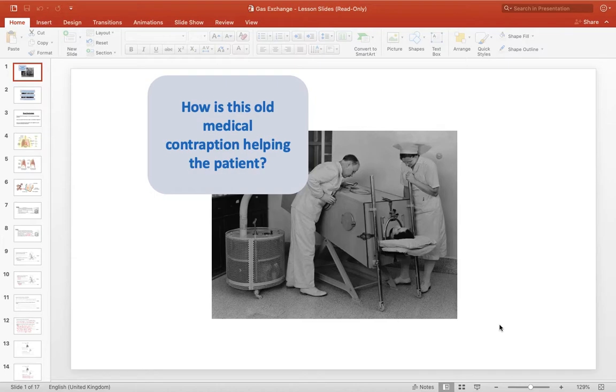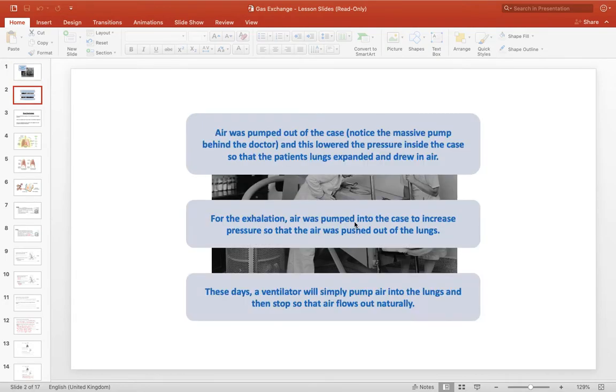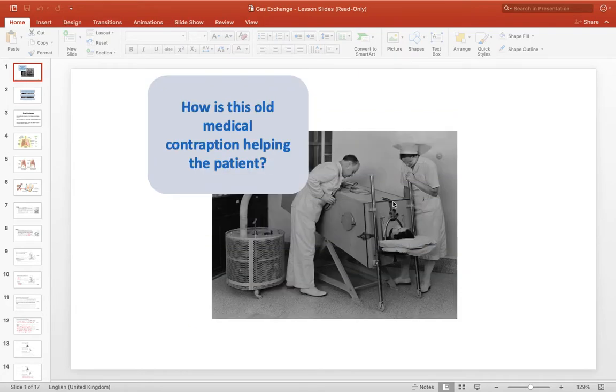What we've got here is what's known as an iron lung, and this was used in the early 1900s, okay? Now this is helping the patient as it allows them to breathe. It allows air to be pulled in and out of the patient's lungs so that they can breathe, okay? It worked essentially by changing the pressure inside of the giant chamber so that air was pushed into the lungs and then pushed back out. So the pressure would change inside this big box.